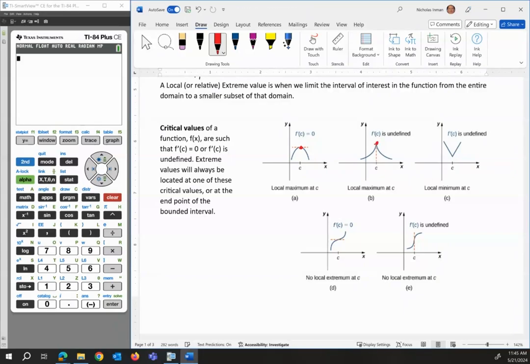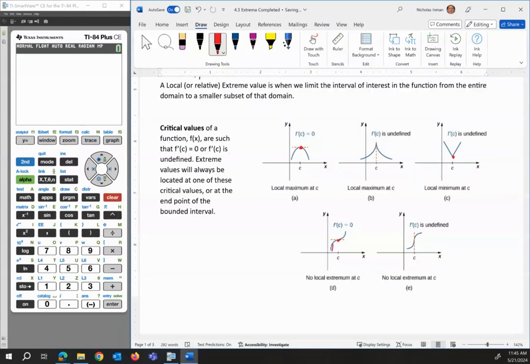Here, the derivative is undefined. Okay, it's continuous, that's great. But right here, the derivative is undefined. A sharp point, the derivative is undefined. So I know something strange is happening right there. All right, here, the derivative is undefined, a sharp point. So again, it's undefined. I know something weird is happening to my graph.